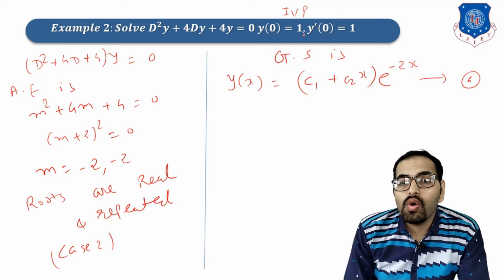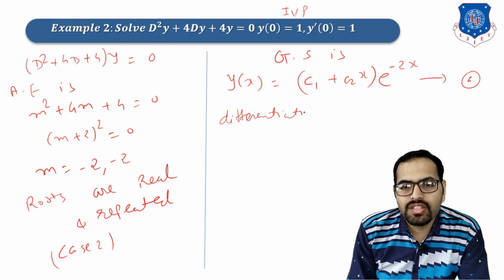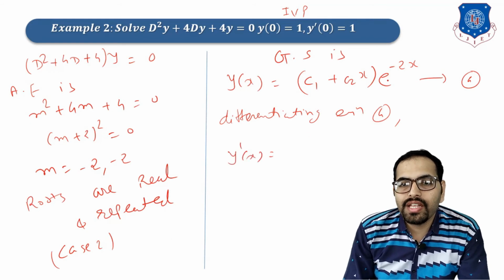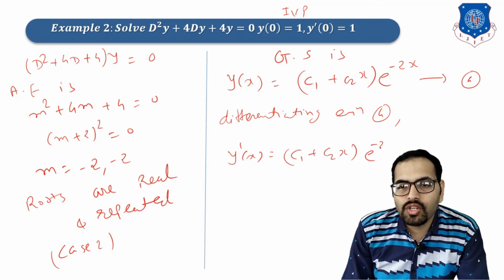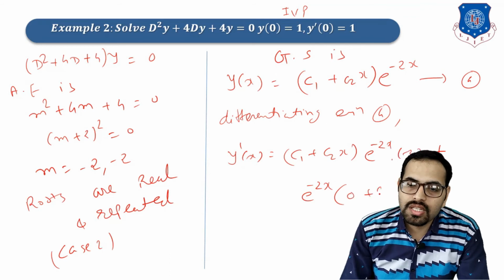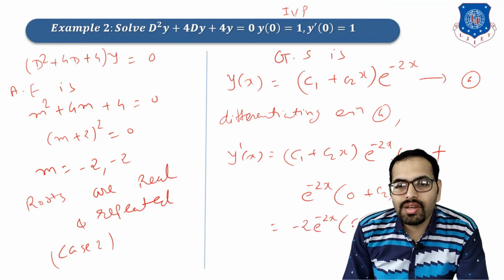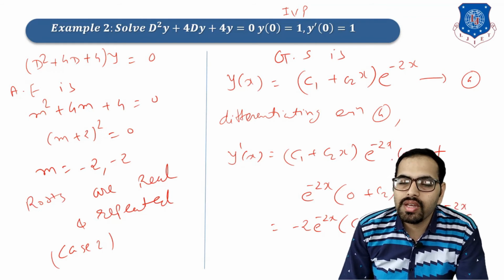For that, obviously we require y', so differentiating equation number A, then y'(x) equals, here we apply the product rule: u as it is, derivative of v, that means e^(-2x) into -2, plus e^(-2x) as it is, derivative of u. The derivative of c1 is 0, here c2, that means y'(x) = -2 e^(-2x)(c1 + c2 x) + e^(-2x) c2. That is our equation number B.